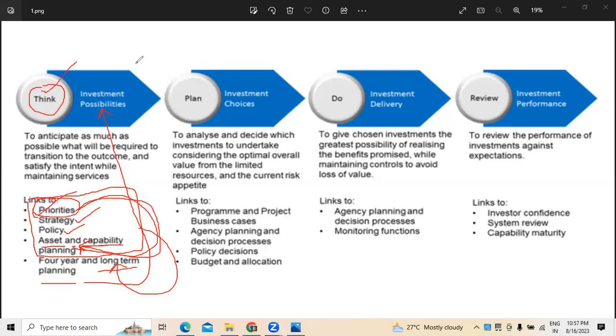Do you understand now? Clear? Yeah. Mohsin? Yeah. Got it. Point number one.